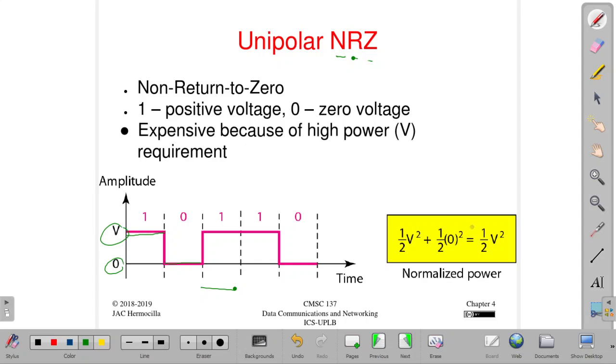The main disadvantage of this encoding scheme is that it has a high power requirement, shown here. So this is not a good coding scheme because of this high power requirement.